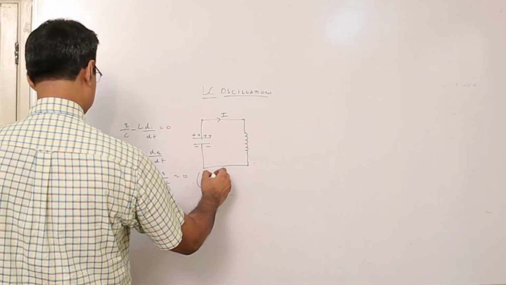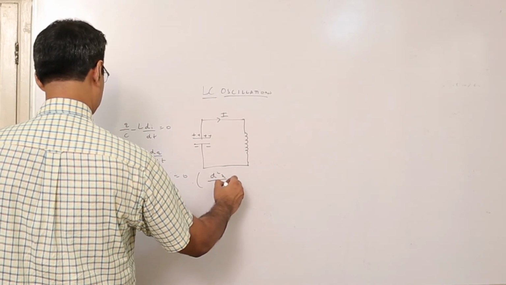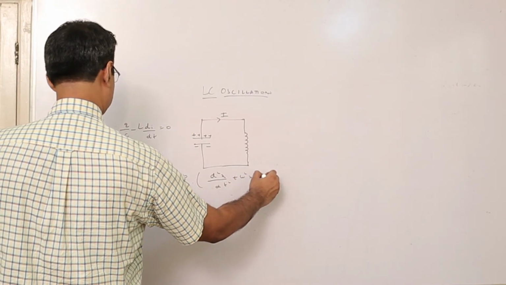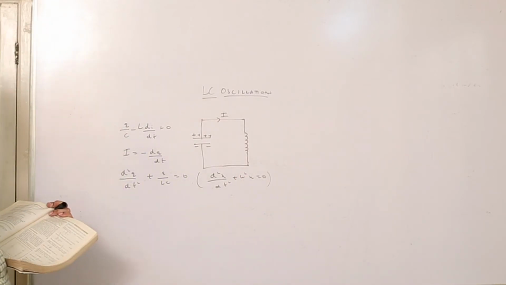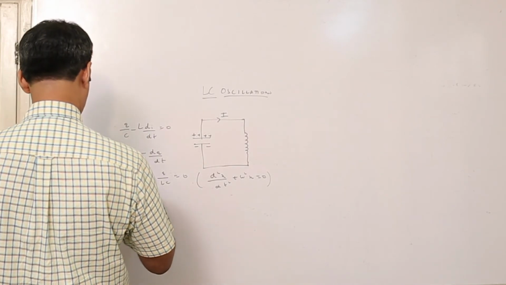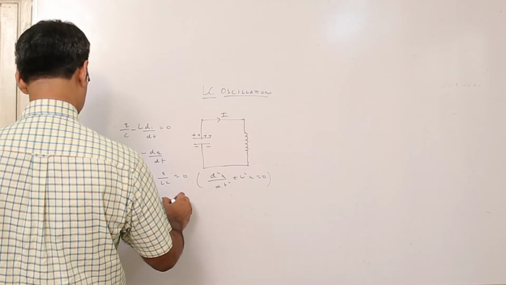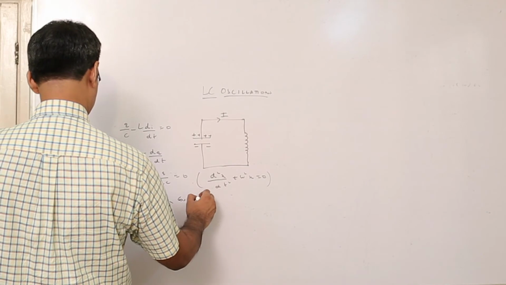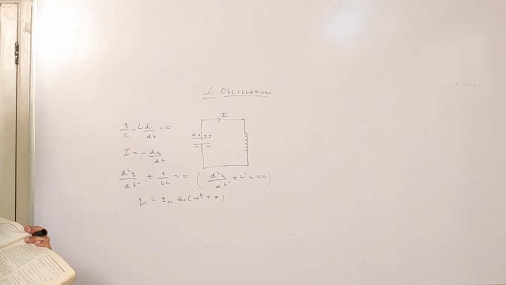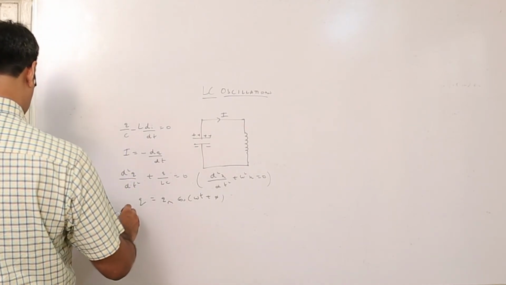Now this is a second order linear equation, and you will see that it is actually similar to the equation of a simple harmonic oscillator. So the solution of such an equation is given by Q equal to Qm cos omega t plus phi, where Qm is the charge amplitude.